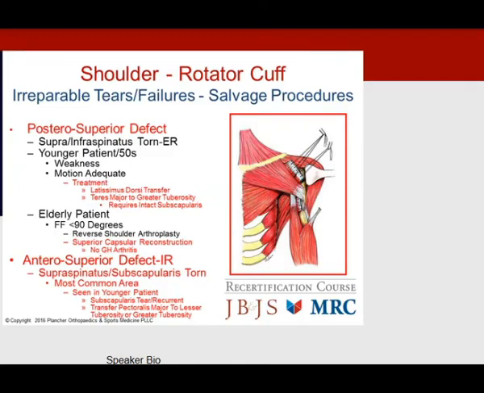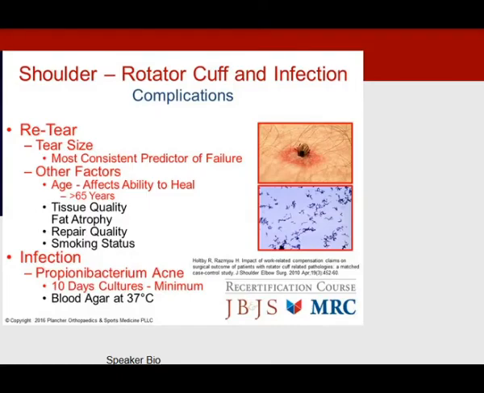If you have an anterior superior defect or internal rotation is affected and the supraspinatus and subscapularis is torn in a younger patient, you can now try a transfer of the pec major to the lesser tuberosity or greater tuberosity. Re-tears do occur, unfortunately, with a rotator cuff, and we have to warn our patient. And the tear size is probably the most consistent predictor of failure.